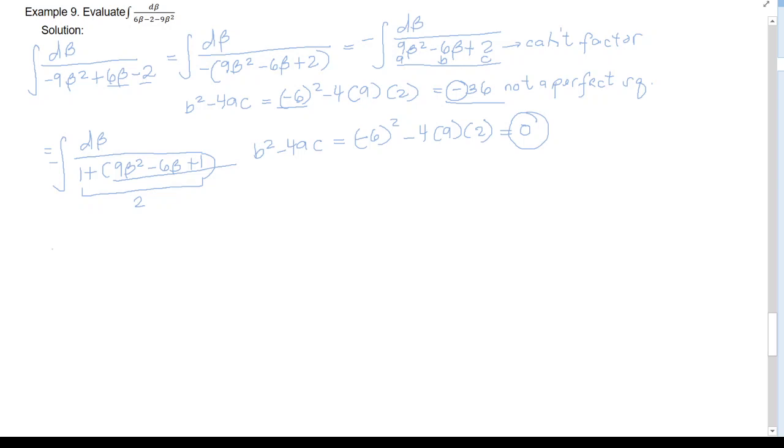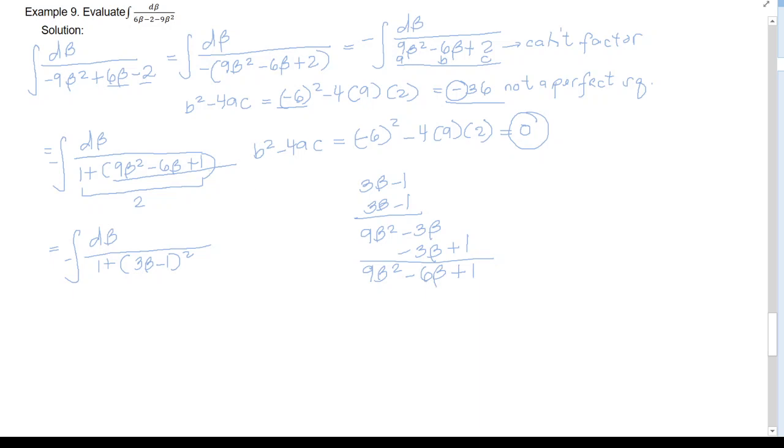So the factor for that, if we are going to rewrite that one, is dβ divided by 1 plus (3β minus 1) squared. If we multiply 3β minus 1 and 3β minus 1, that is 9β squared minus 3β minus 3β, and negative 1 times negative 1 is positive 1. So it will give us the answer 9β squared minus 6β plus 1.